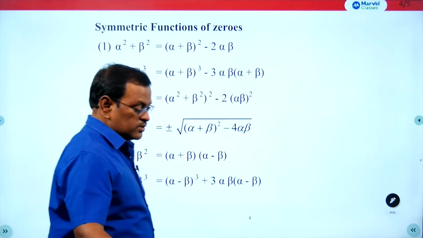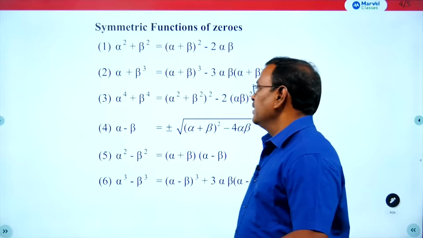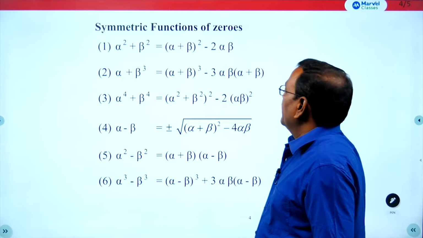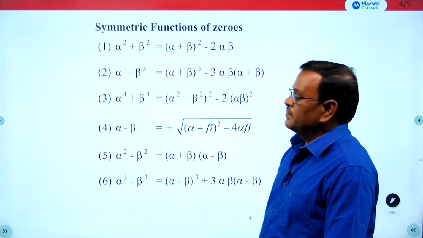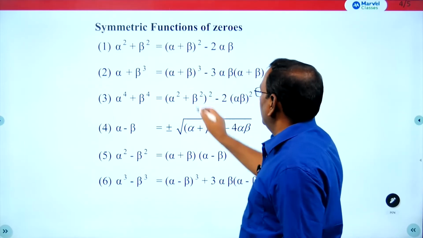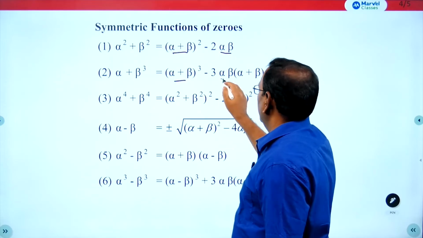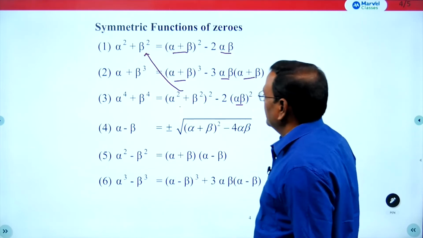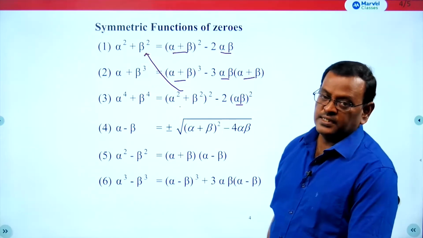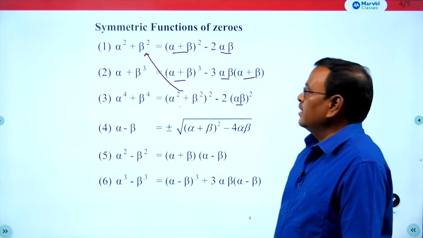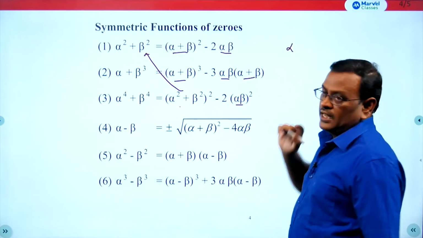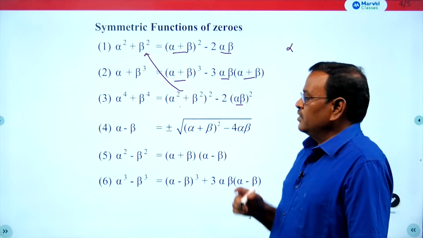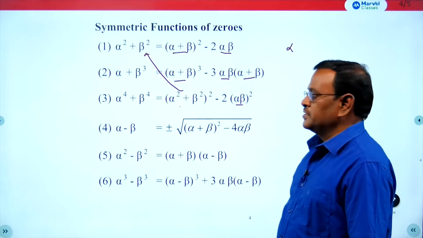Without finding the zeros alpha and beta, find the value of an expression. For that you need these formulas, algebraic expressions of symmetric functions. Symmetric means that if you look at the right-hand side, it contains only the sum and product. This is a very important concept for finding the value of an expression which involves the zeros alpha and beta, such as alpha plus beta whole square, without finding alpha and beta. It is not possible to find alpha and beta for all polynomials.